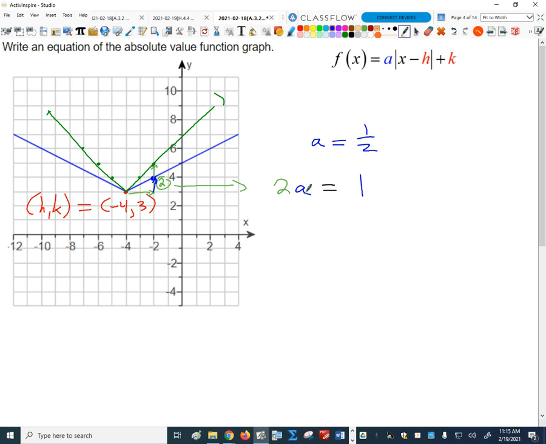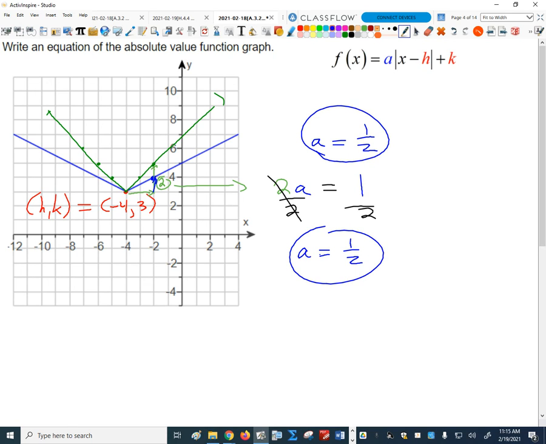So 2 times the dilation factor, A, has to give us our compressed height of 1. What do I do to solve for A? I just divide each side by 2, don't I? And I can solve for A, and I get A equals 1/2. Either way, I get A equals 1/2, don't I? Right? So to write the function, then all I have to do is plug those numbers in. So I'm plugging 1/2 in for A. I'm plugging in -4 for H, and I'm plugging in 3 for K.